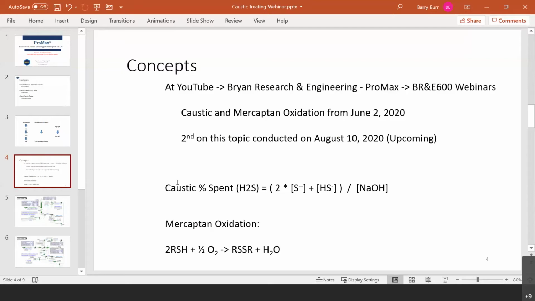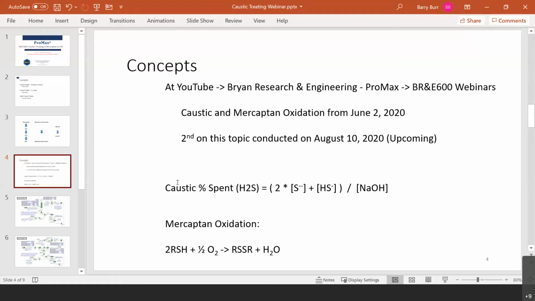So the fresh caustic, as it comes in, all of the sodium hydroxide is free sodium hydroxide. There's no acid bound to it. But as it contacts a stream that contains H2S, H2S will start occupying the sodiums and forming sodium bisulfide, the NaHS, or forming sodium sulfide, which is Na2S. As the sodium hydroxide is spent by being occupied by the sulfur species, the percent spent of the caustic rises. There are 2 sodiums that are needed to neutralize a sulfide molecule, and 1 sodium that's needed to neutralize a bisulfide molecule.